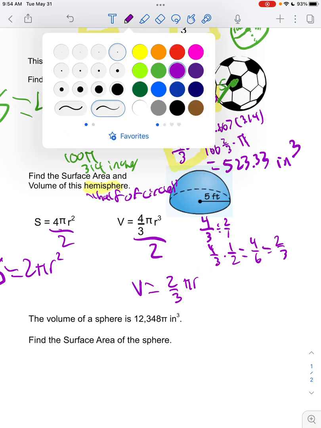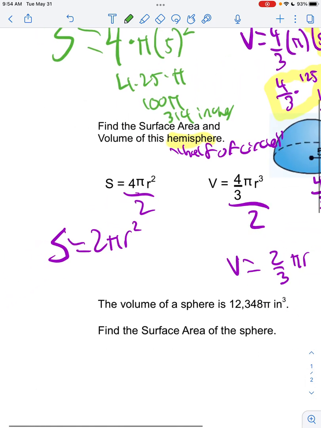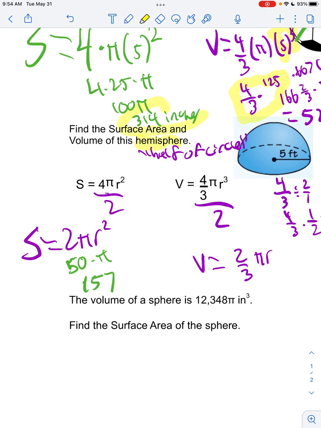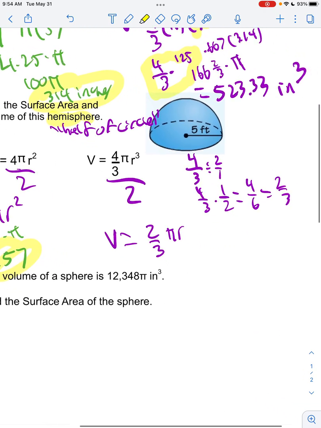Well, let's not just talk about the equation. Let's be about it and do it. So 5 squared is 25. 2 times 25 is 50. So 50 times pi is going to give me 50 times 3.14, 157, which is half of what I had up there. Awesome.